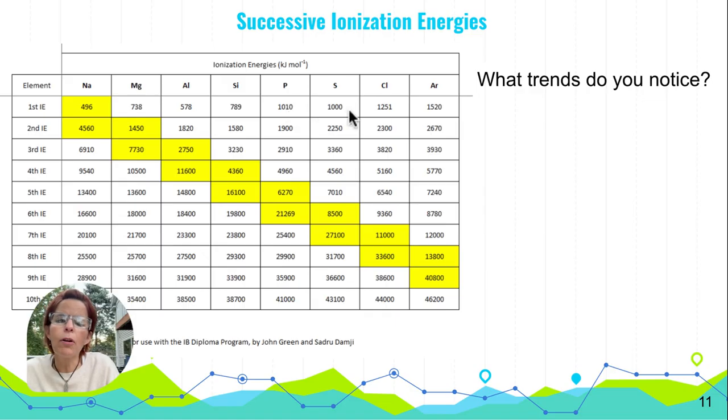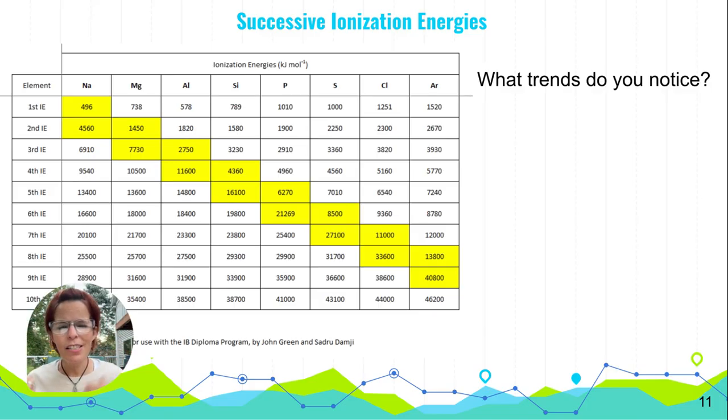Likewise, as we go across, there's a little bit of a pattern. Generally, it gets more and more difficult to pull the electrons off, and there are reasons we're not going to go into, but that's because the nucleus is getting stronger as we go across the periodic table.